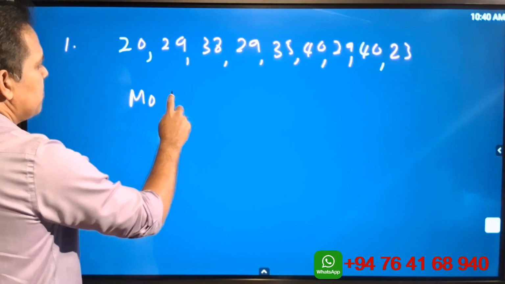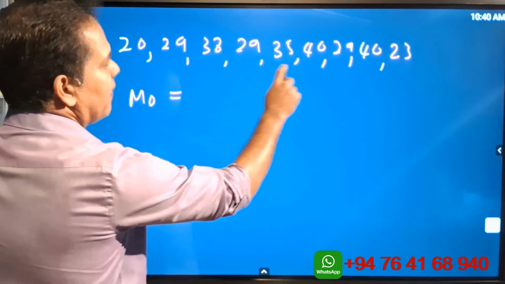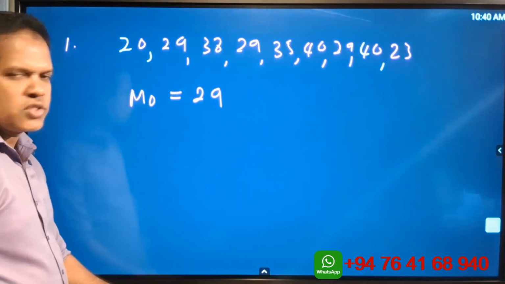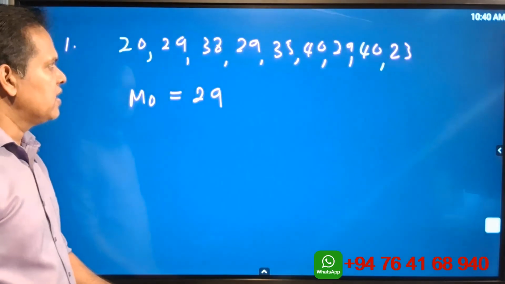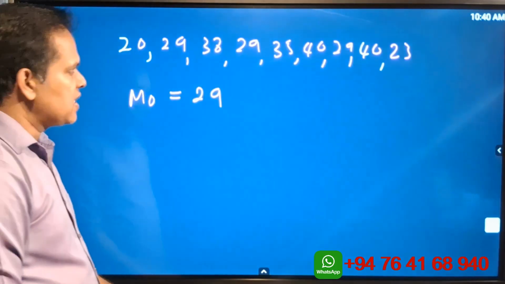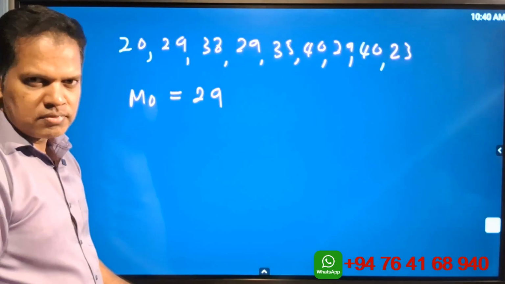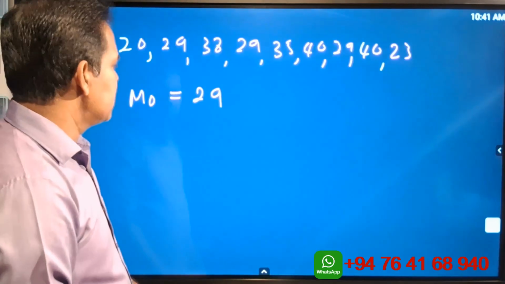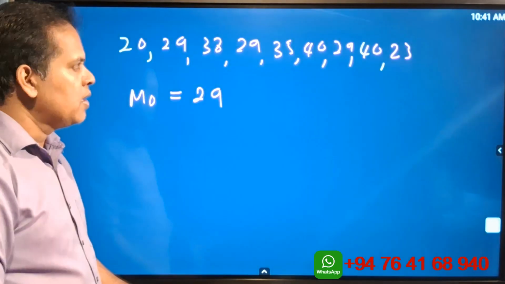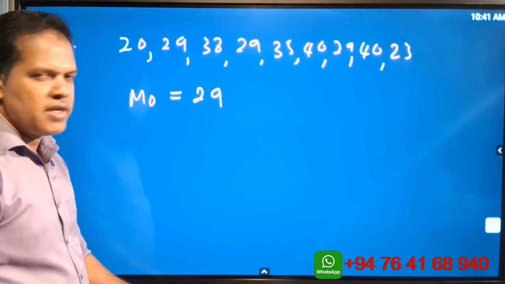The mode, a very simple measure under central tendency, I can write as 29. Why should I take 29 as the mode? What is the reason behind it? 29 is here, 29 is here, 29 is here. That is, we can see 29 more frequently than other values. So that is the mode. It is a very simple measure to calculate compared to the other central tendency measures, median and mean.